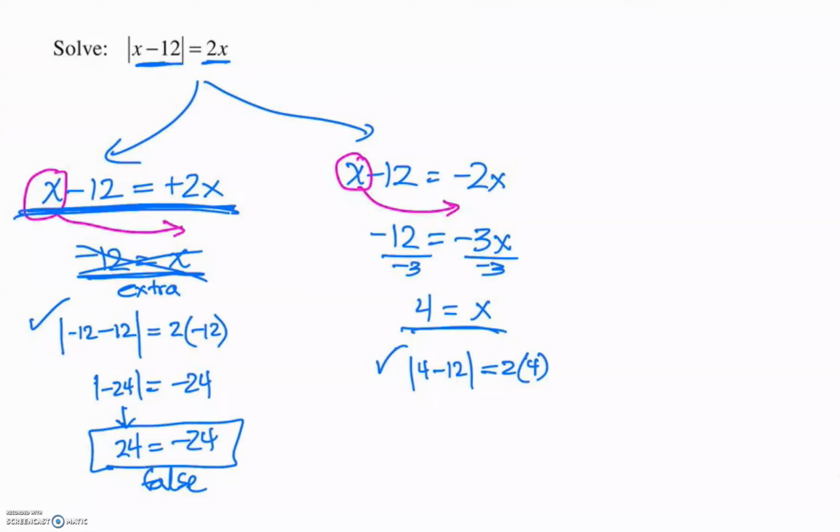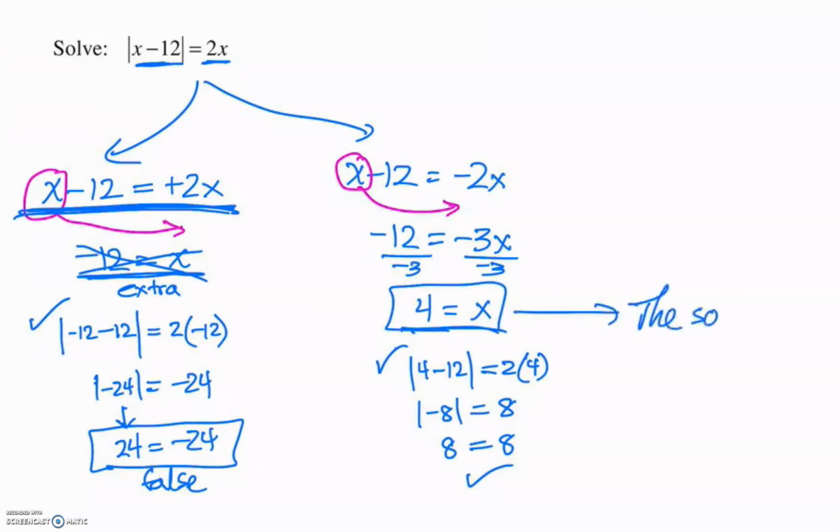Let's finish checking the other solution we got, which was 4. The absolute value of 4 minus 12 would be the absolute value of negative 8. Calculating that left side, the absolute value of negative 8 is 8. All right, and then doing the right side, 2 times 4 is 8, and that is 8. So this side does check, and so we do find that the 4 is a solution. So if we were writing this as a solution set, we would say the solution set is, and then in braces, 4. Okay, so there's an example where we actually had an extraneous solution to an absolute value equation.